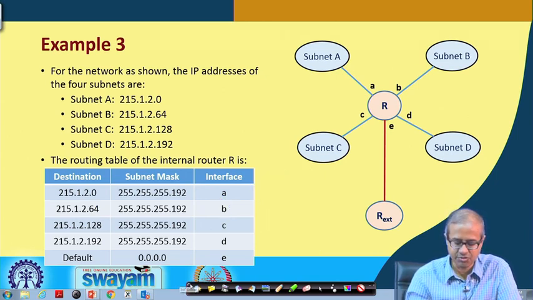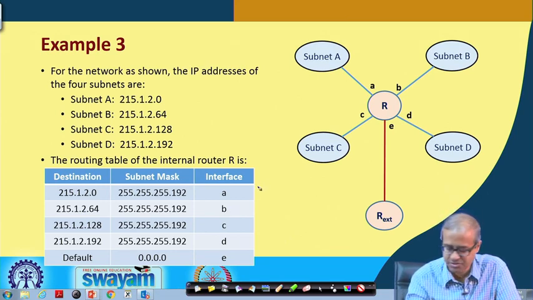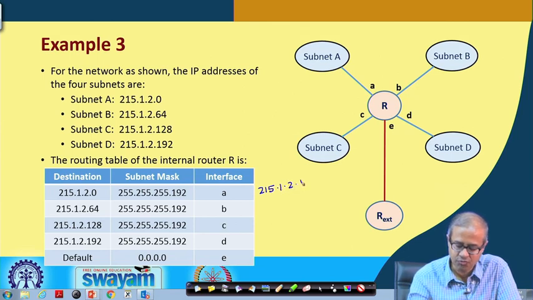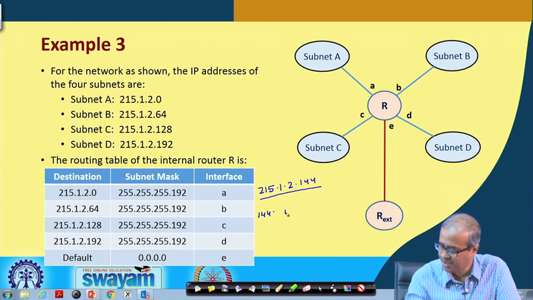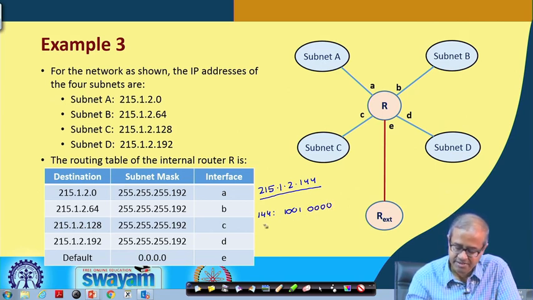Let us look at the third one. The third one had an IP address of 215.1.2.144. Now, let us do a similar exercise. What is 144 in binary? 144 is 1001 0000, and this 192, as I said, is 1100 0000. If I do a bit by bit AND, I get 1000 0000, which is 128.